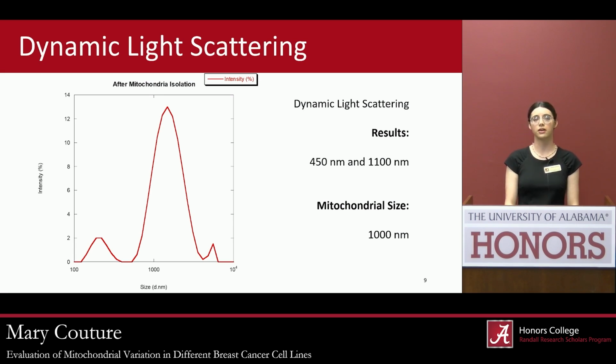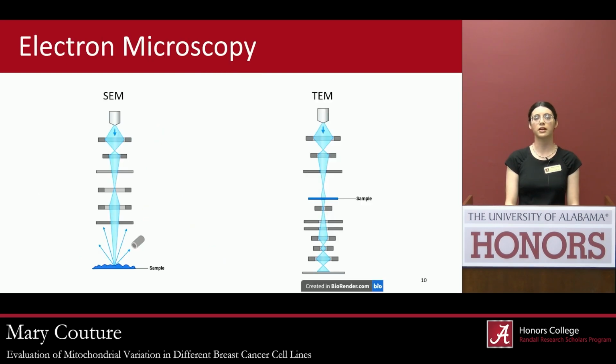Once the presence of mitochondria has been confirmed, the mitochondria can then be fixed and imaged using either scanning electron microscopy or transmission electron microscopy. In scanning electron microscopy, the sample is preserved and then coated in metal so that a beam of electrons may be scattered off of it. This allows us to see the three-dimensional structure of the mitochondria.